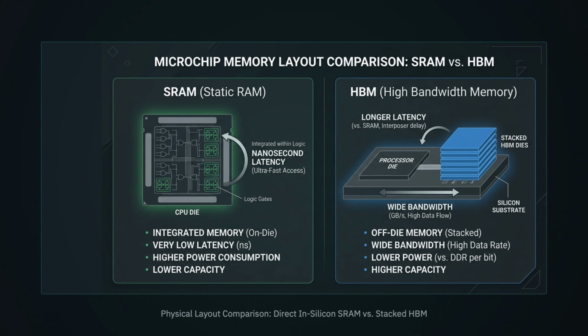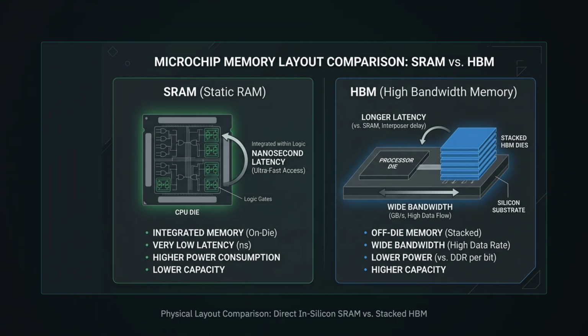As AI models grow to hundreds of billions of parameters, compute speed is no longer the main bottleneck. The bottleneck is memory bandwidth. To feed thousands of compute cores, GPUs use high bandwidth memory, or HBM. HBM stacks memory dies vertically and connects them to the processor using an ultra-wide interface. But even HBM introduces latency because the data must travel across physical paths on the silicon substrate.